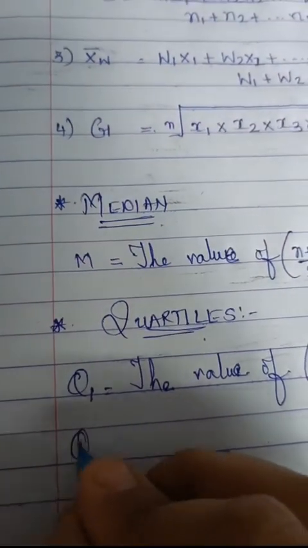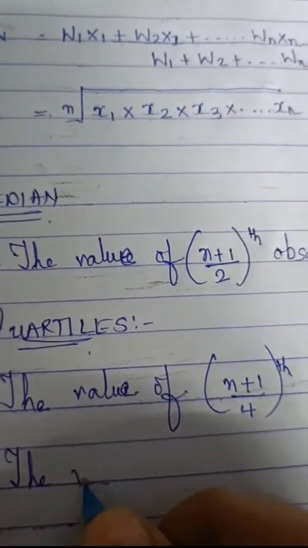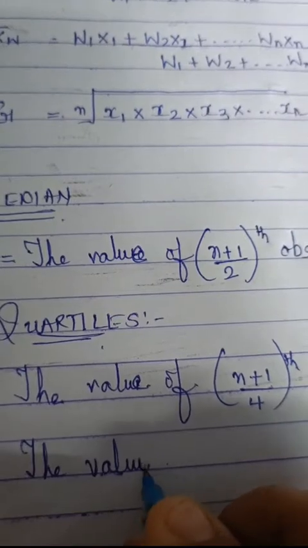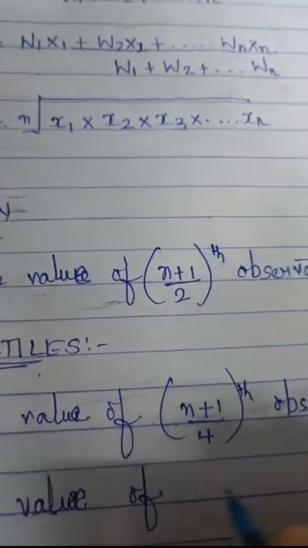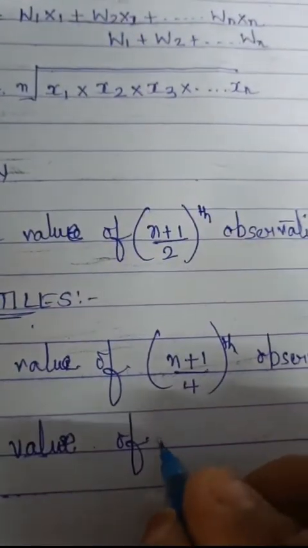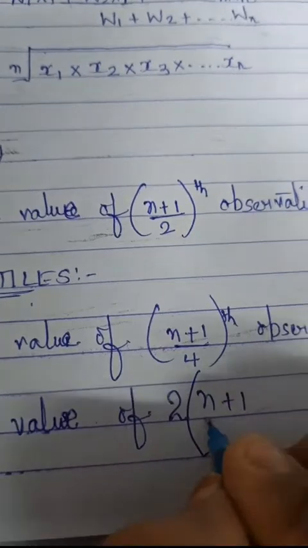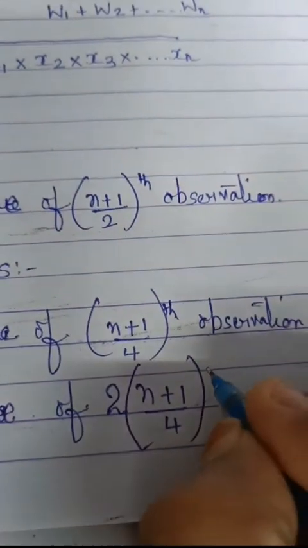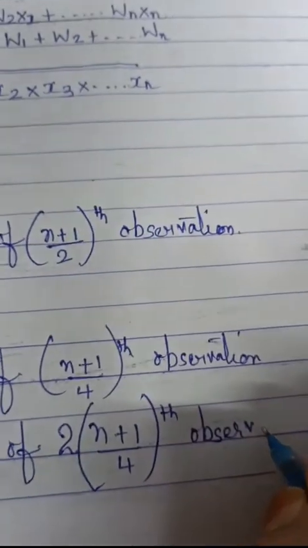Okay, Q2, the value of 2. So here 2 will come. 2 into (n plus 1) divided by 4th observation.